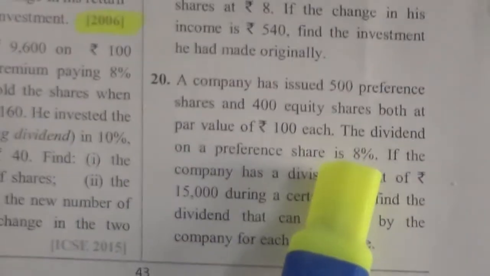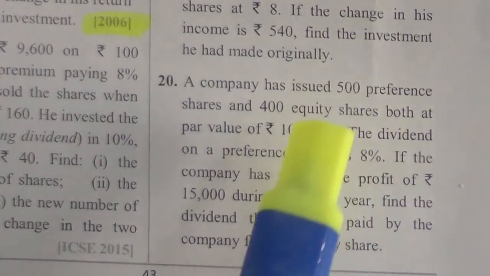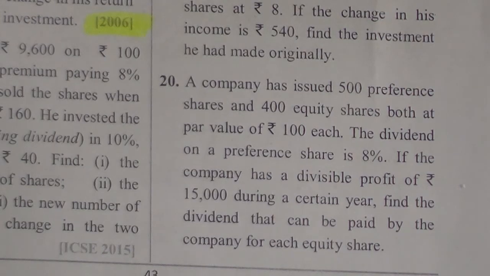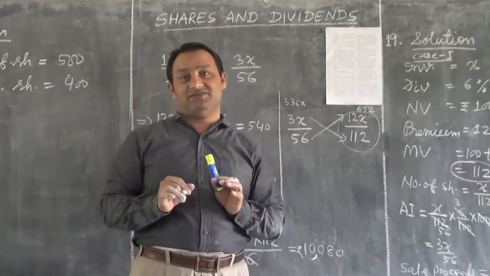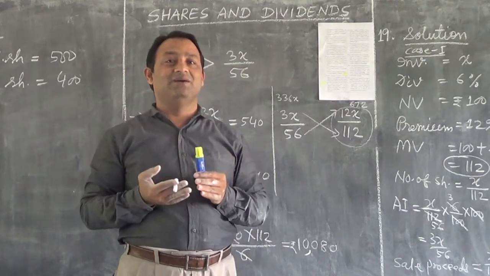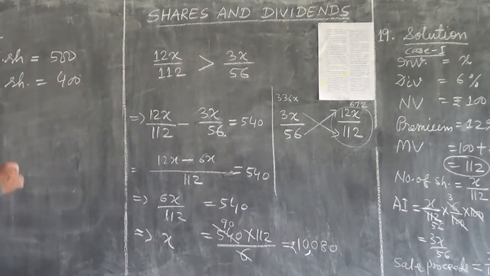Now you see, this 8% dividend is applicable only for preference shareholders. For equity shareholders the rate of dividend is not known in advance, as we had discussed in the past class. Whatever surplus money is left after satisfying all the preference shareholders, the equity shareholders will get that much.